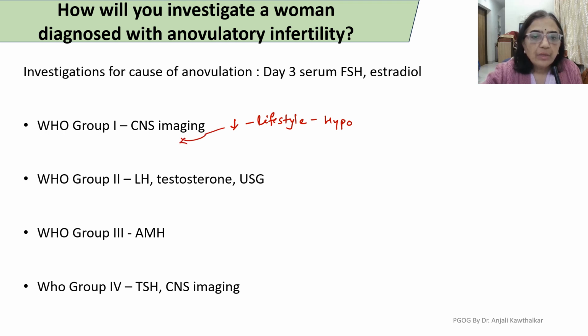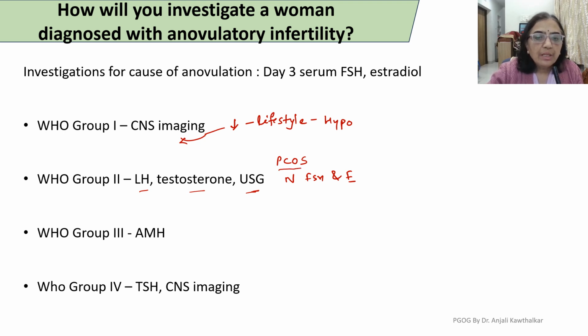Group 2 is where we get normal FSH and estradiol. So we suspect PCOS depending on the diagnosis. As we know, for PCOS we have the diagnostic criteria. Hyperandrogenism is to be there. Along with that, if there is anovulation, we go for LH, which might be raised, testosterone level, and ultrasonography criteria to be seen. But anovulation and hyperandrogenism are sufficient to diagnose it as a case of PCOS.